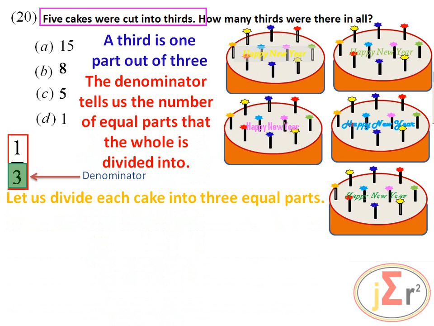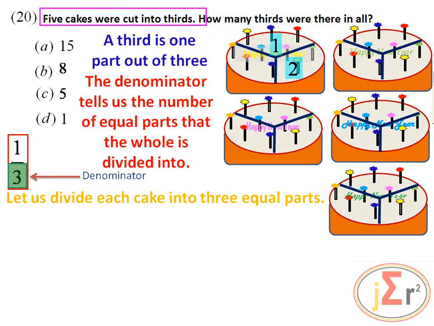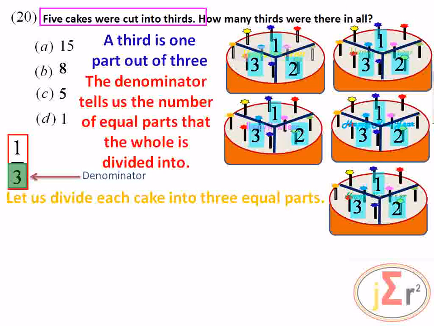Let us divide each cake into 3 equal parts. So each one is divided into 3 equal parts. And we are making sure that we not only divide each one into 3 equal parts, but we are also numbering those 3 equal parts. And Jerry is saying that the answer is 15. Right.